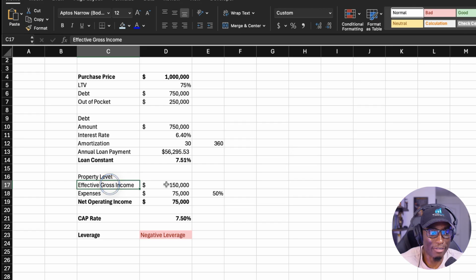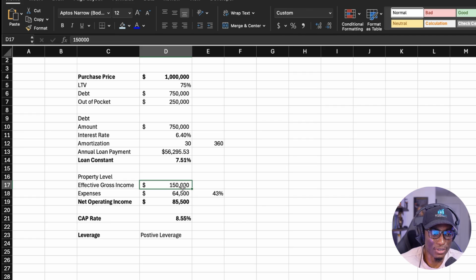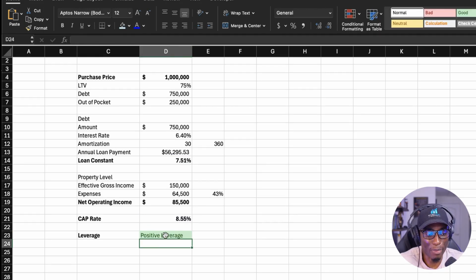If you increase that effective gross income to $150,000, cut your expenses, let's say we're becoming more efficient, let's cut this down to 43%. So now we increase the effective gross income from $100,000 to $150,000, and we reduce our expense ratio from 50% to 43%. Now there's an increase in our net operating income. And if you look at that property cap rate, it's now 8.55%. Comparing that to the loan constant, you have positive leverage. I misspelled this. It should be an I. Now we have positive leverage.